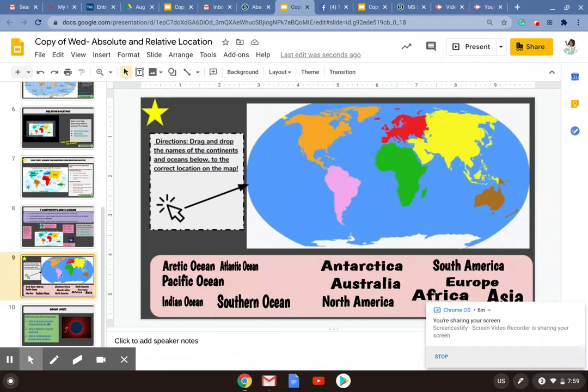In this blank map, you are to drag and drop the names of the continents and the oceans below. So you're going to click one, you drag it where you think it goes, and you release it there. Then you move on to the next one, and so on and so forth. That's your drag and drop assignment there.